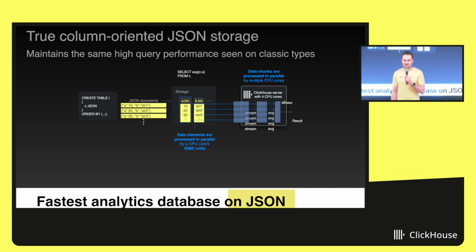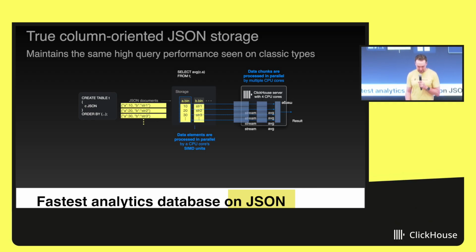We have to implement true column-oriented storage for JSON, like we do for regular columns. But JSON data is semi-structured. So we have to analyze our objects. We have to somehow deconstruct them to store them efficiently. But if we do it, we want to maintain the same query performance as on separate classic data types. Let's take a look at how it is possible, and if it is even possible.